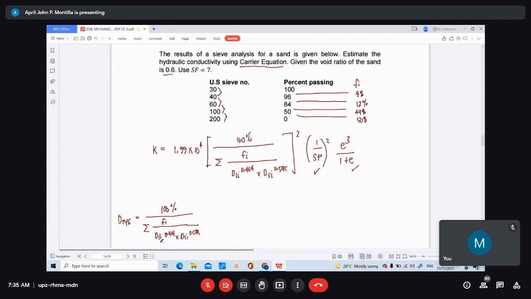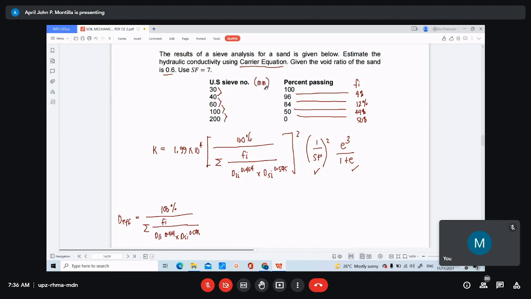Meron tayong parameter also dito na DLi tsaka DSi. When we say DLi, diameter or opening of larger sieve. Yung DSi, diameter or opening of smaller sieve. So, kailangan natin ng openings. Dapat familiar pa rin kayo sa openings ng bawat sieve numbers na to. Meron tayong mga binigay dyan in millimeters.